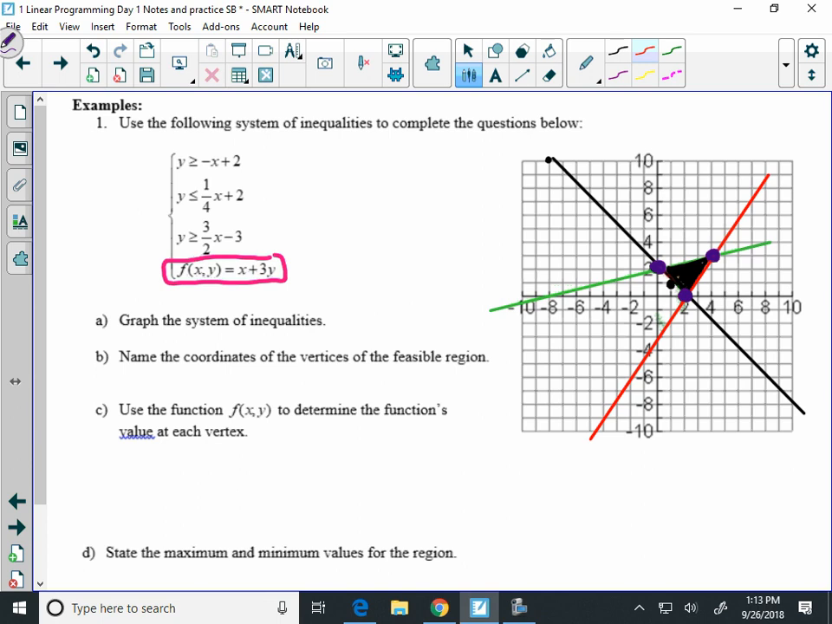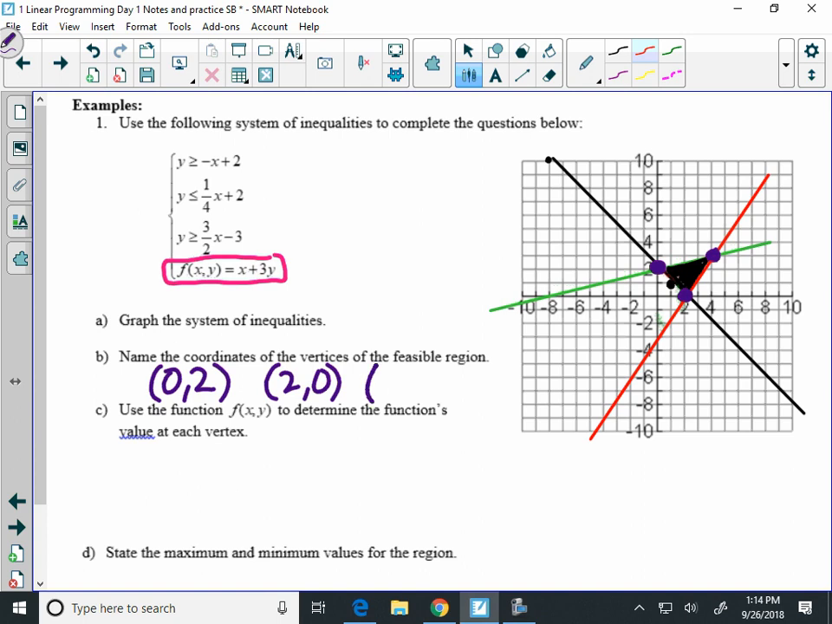So I'm going to take each one of those ordered pairs, and it says to name the coordinates of the feasible region. So I'll start with this one. This ordered pair is 0, 2. So just write the ordered pair down for now. Your next one here is at 2, 0. And where's the last one at?